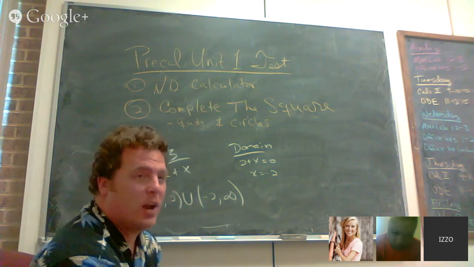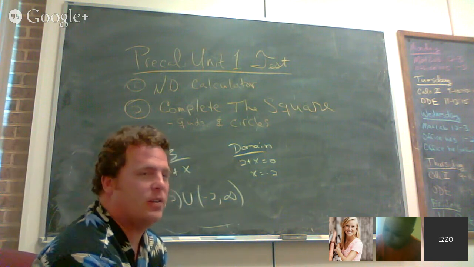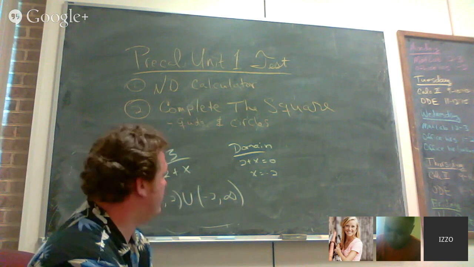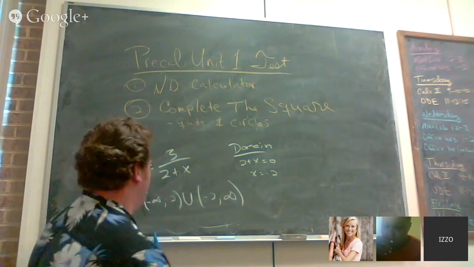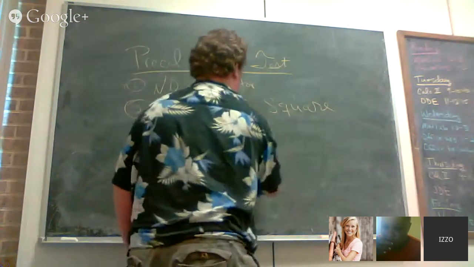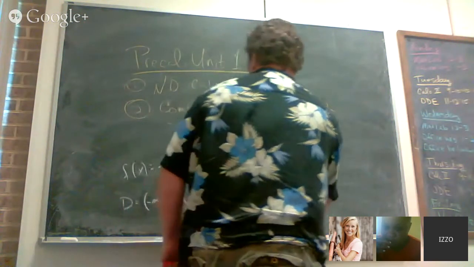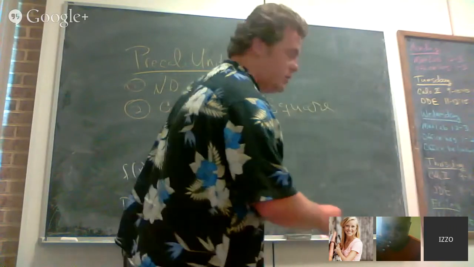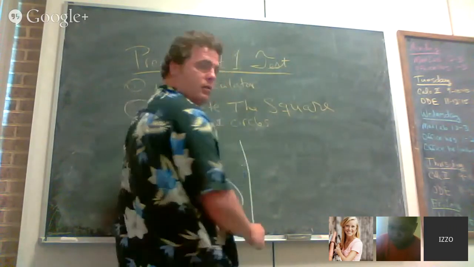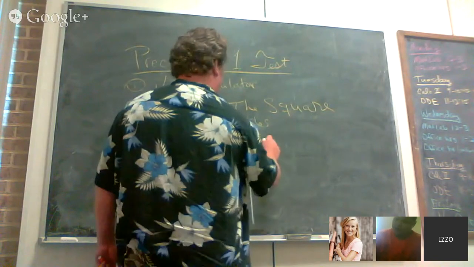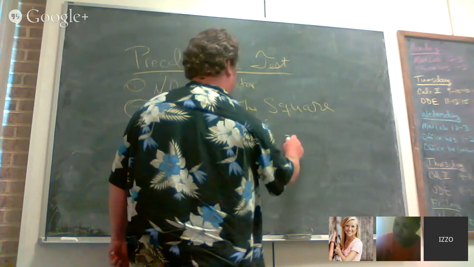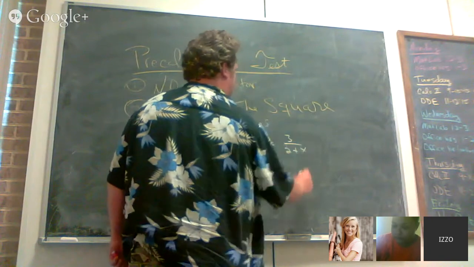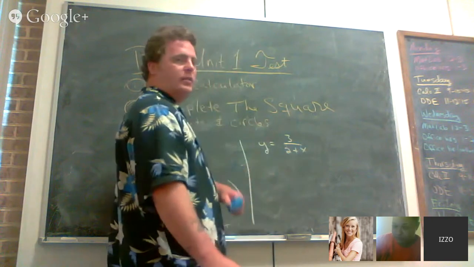And now the range is hard to see. So to find the range, you go ahead and find the inverse of the function. Let me erase here so I've got some room. Let me find the inverse. To find the inverse, I go to y equals 3 over 2 plus x, and I need to solve for x.